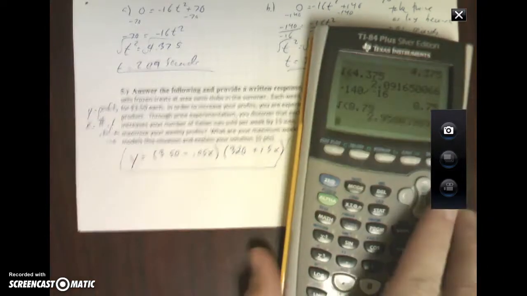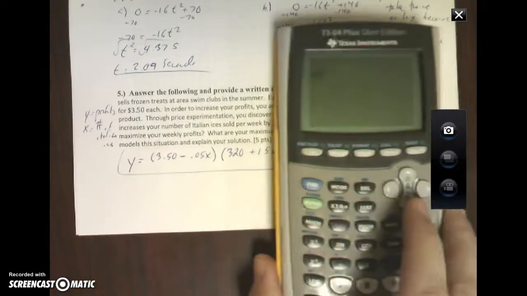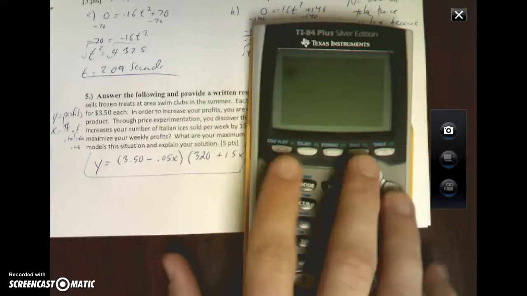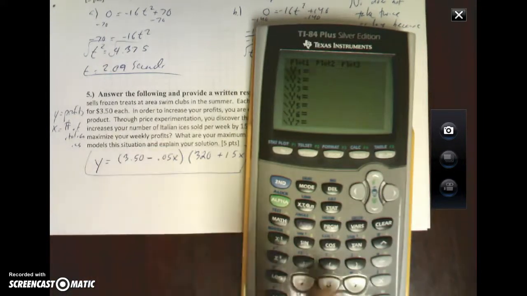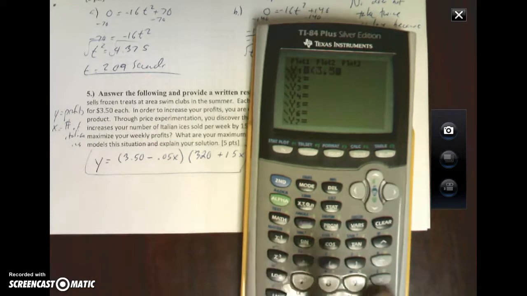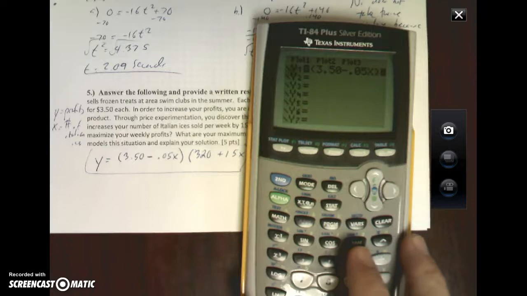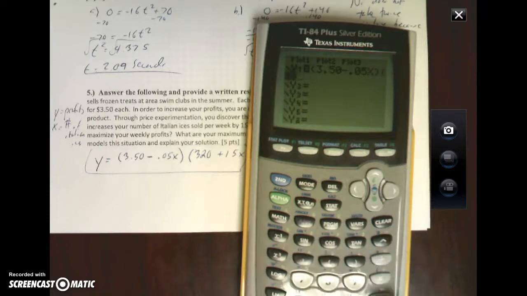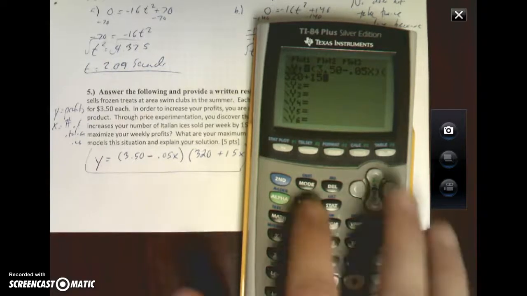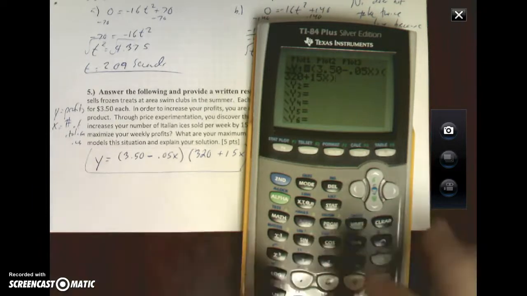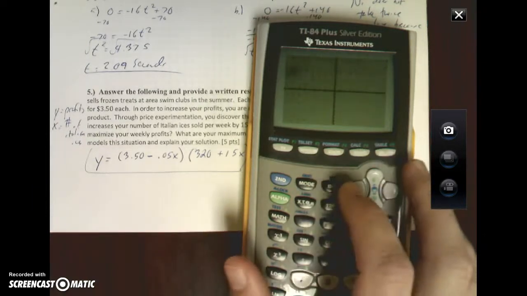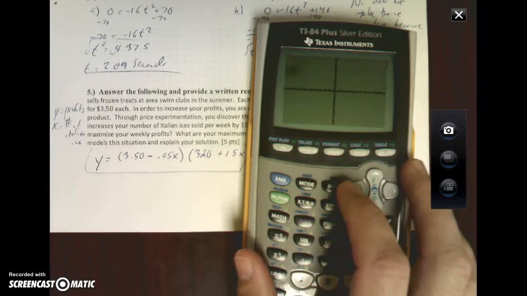Now, back to this. I want to maximize my profit. Well, we just learned this on the calculator. I'm going to graph this. Go to y equals. I'm going to type my equation in exactly as I see it. 3.50 minus 0.05x times 320 plus 15x. All I did was type it in, okay? Hit graph.